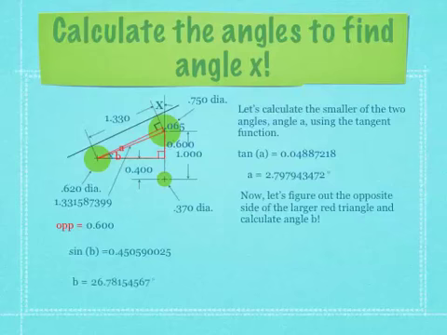26.78154567 degrees. Now we have enough information to finally solve angle x by adding A and B together, because x equals A plus B. Add the two angles together and we get 29.57948915 degrees. Rounding that to two decimal places, we get 29.58 degrees. And that's the answer to our problem in this case.